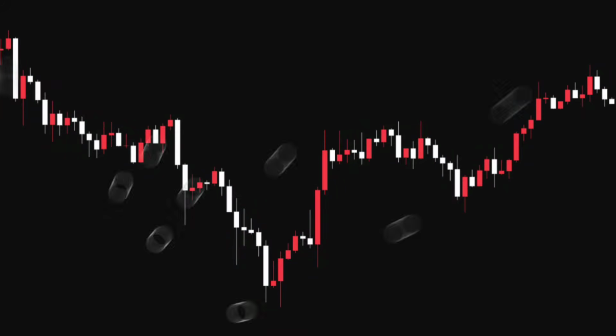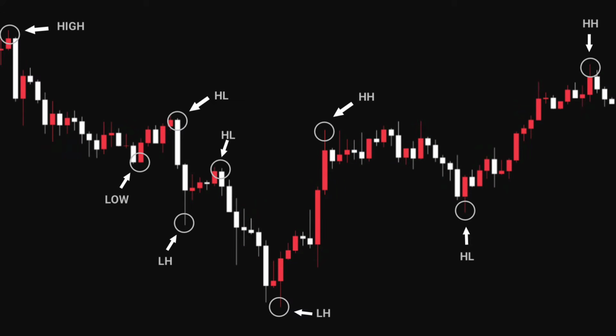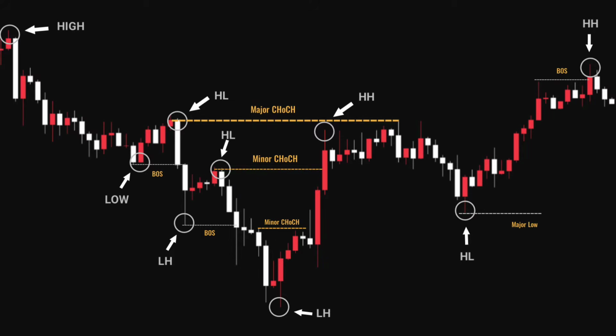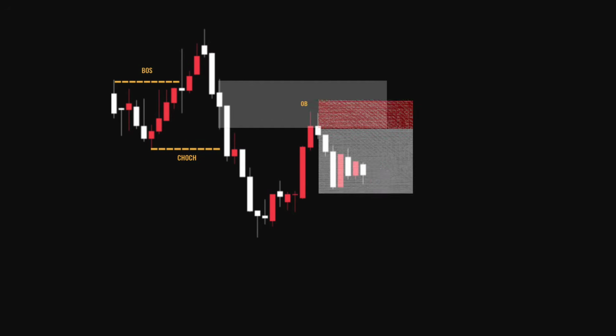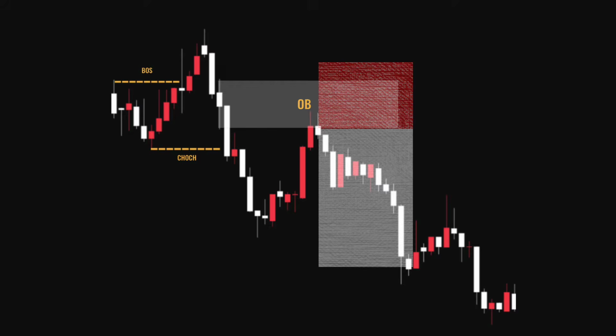Hey traders, today we're diving deep into one of the most powerful clues that a market is shifting direction, the change of character. If you've ever missed the perfect entry at the start of a new trend, this is the concept you need to master. It's your first early warning sign that the market is about to reverse. Let's break it down step by step.